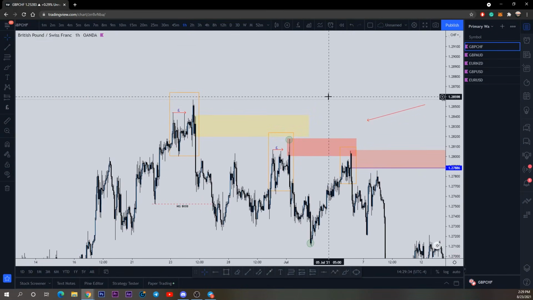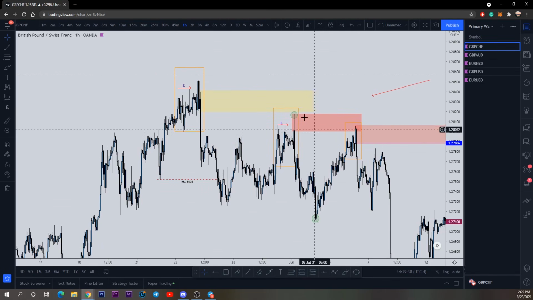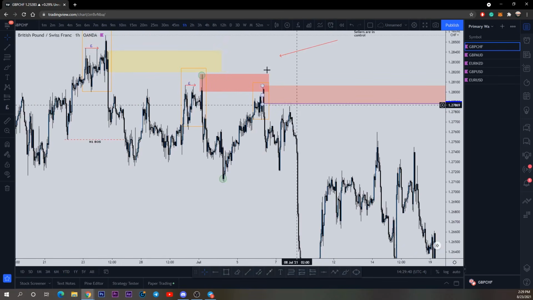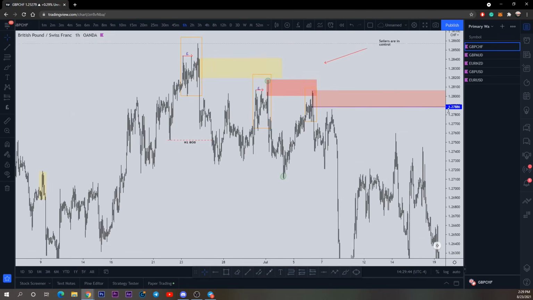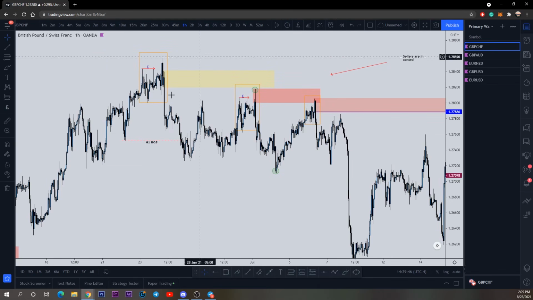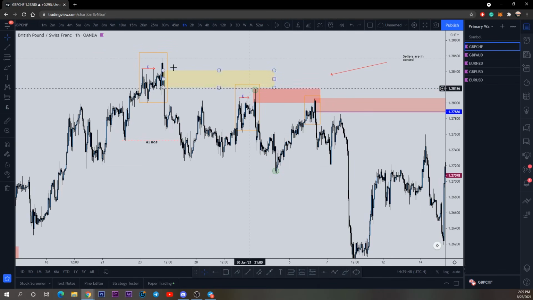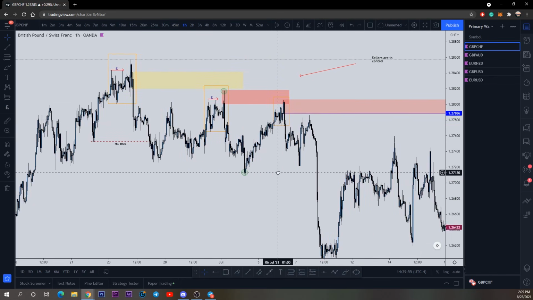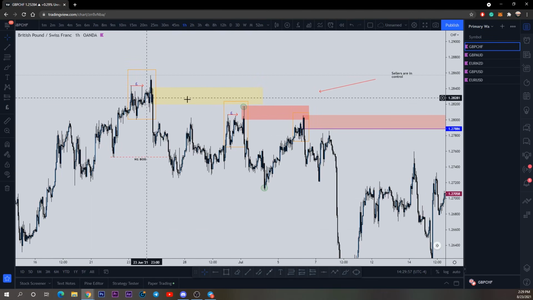GBPCHF. Notice this chain of distributions. You have distribution, distribution, distribution. So this area itself is a high supply zone. This area means sellers are ruling this area. There are a lot of sellers in this area. So what do you expect is going to happen when the market reaches this area? It's going to sell. So we have distribution, react off of distribution.